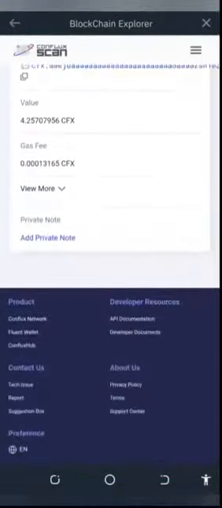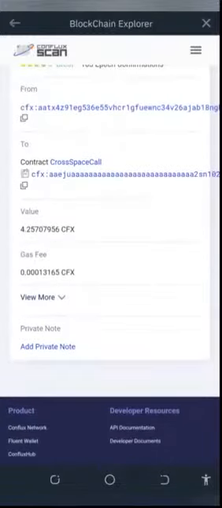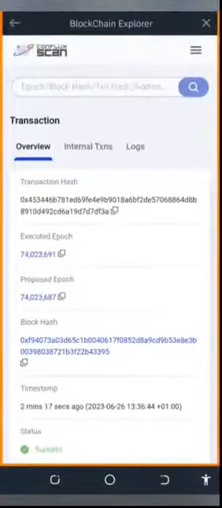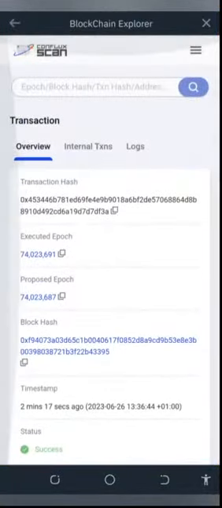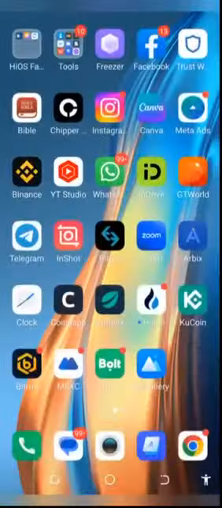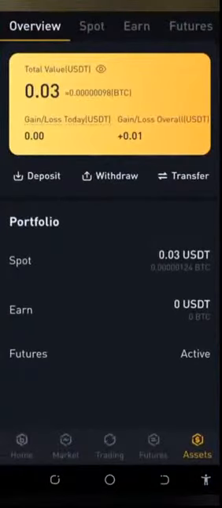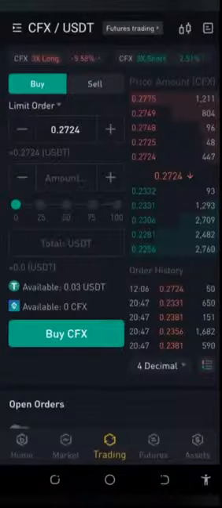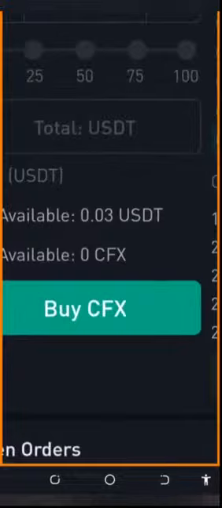So we can see that it's 4.257 CFX, because don't forget it has to take its own trading fee. Everything is here. Okay, so it's telling me that it's success. We just have to wait a bit, to see when it will land in buy true. Right now, it's still here. It's not yet here. Still 3 cents.